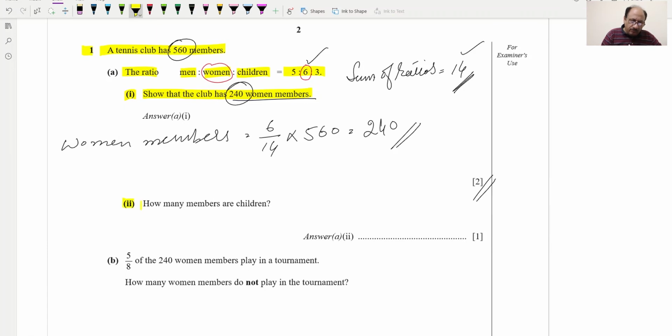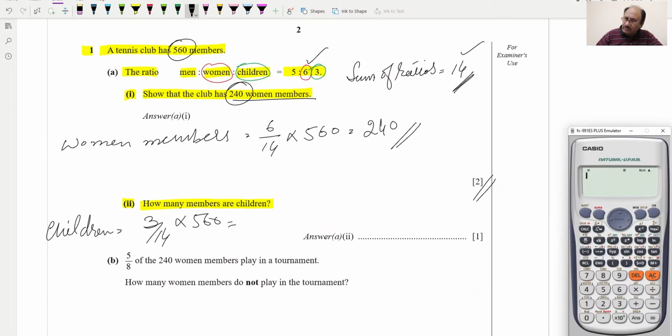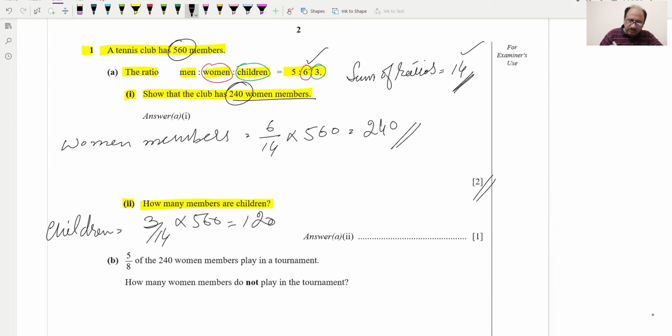Now the second part, how many members are children? The children are last in the sequence, so 3 out of 14 into 560. This is a 1 mark question. Working is not required, but I'm writing everything for you so that you can understand properly. And this is 120, which will be our final answer.